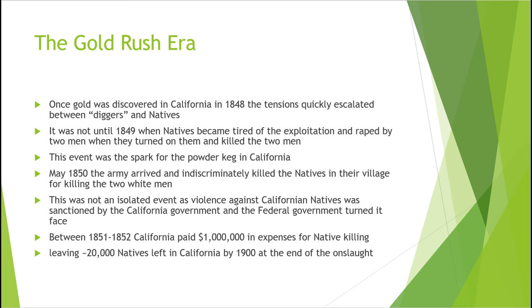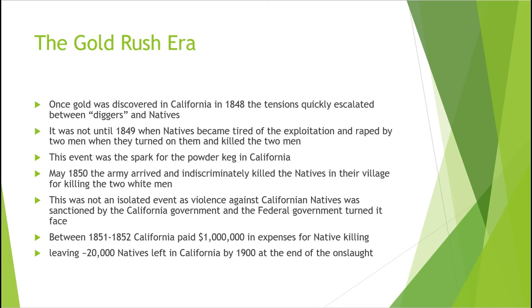Now we finally move into the Gold Rush era. Gold was discovered in California in 1843, and tensions quickly escalated between the diggers and the natives. It was not until 1849, when natives became tired of the exploitation and being raped by 2 men, that they turned on them and killed the 2 men.